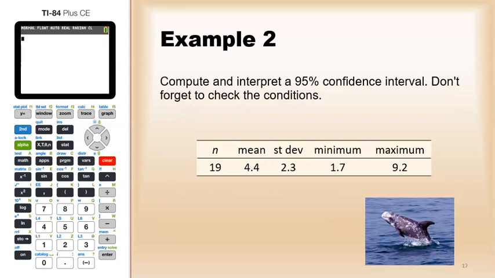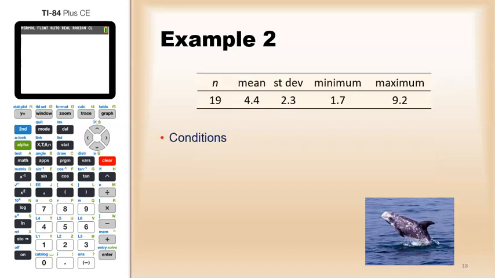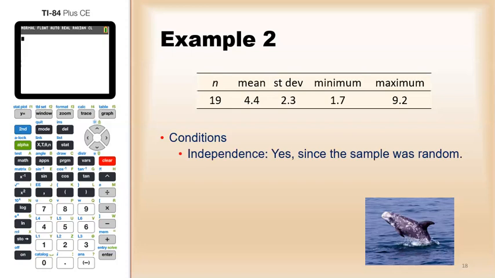So let's compute and interpret a 95% confidence interval. And we need to start with the conditions. Recall the first condition is independence. Well, we're told at the beginning that this was a random sample, so we will assume independence.